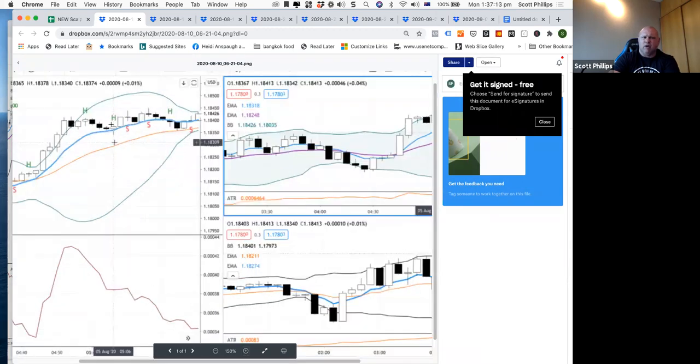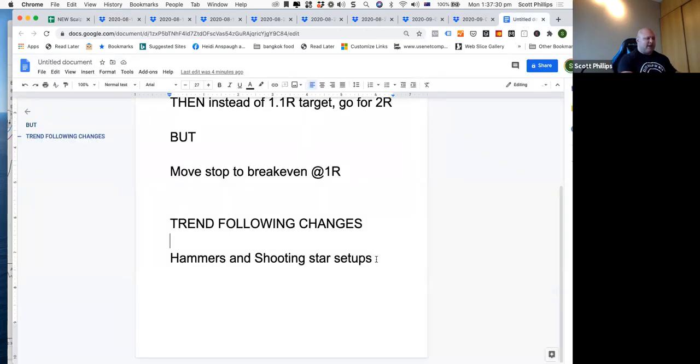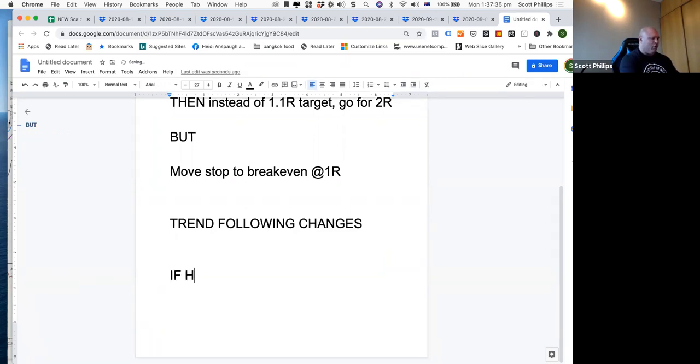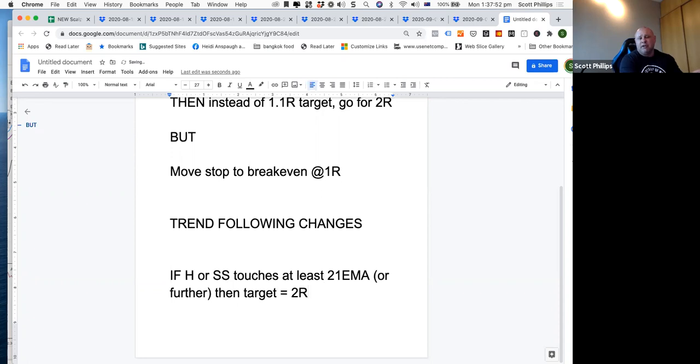So our target here is 1.1R. So you can see we got long here, just hit the target right here before it reversed. So if this was a deeper pullback, like here, maybe we would have been interested in going for a bigger target, but it wasn't, so we didn't. So hammers and shooting star setups, if a hammer or shooting star touches at least the 21 EMA or further, then target equals 2R.